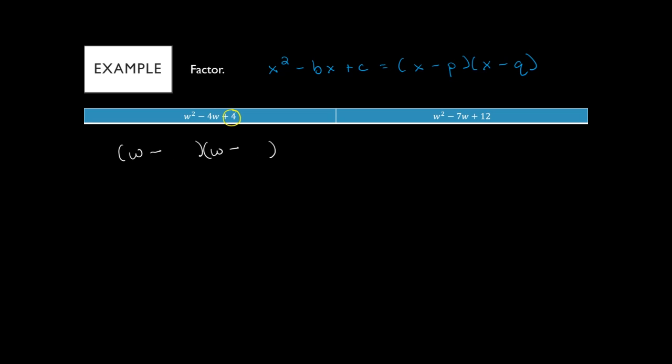So we are multiplying to 4, and we are adding to -4 here. And we know that we're going to have two negative numbers. So the way that I do this is first I write down all the combinations of numbers that multiply to 4: 1 times 4 and 2 times 2. There's not a lot there. But I know that they both have to be negative, so I'm just going to put negative signs in front of them.